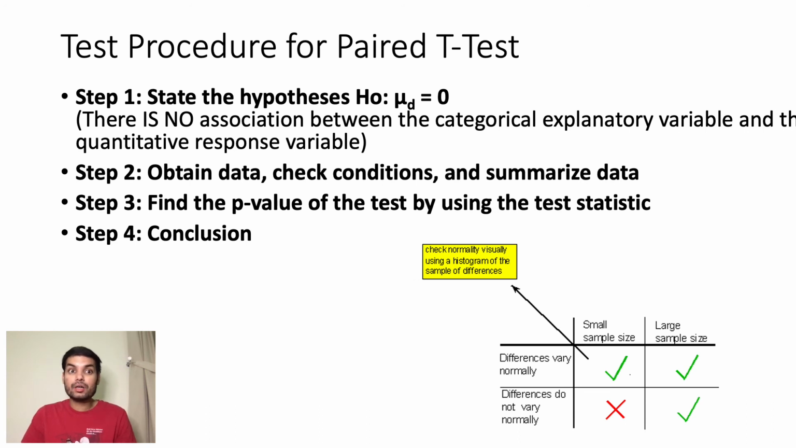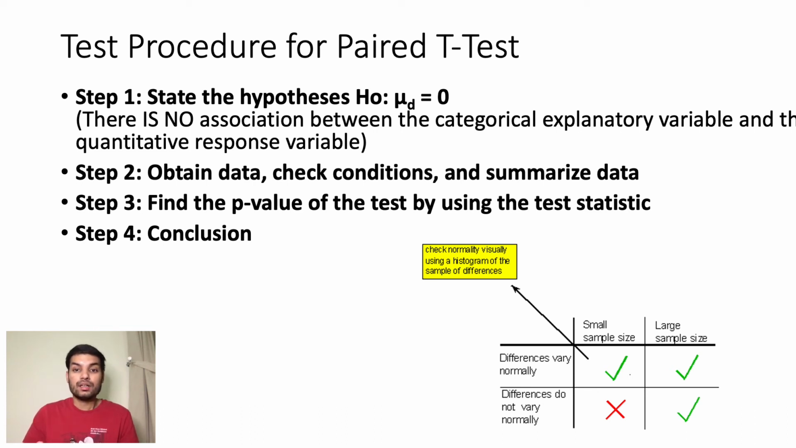Let's just briefly talk about the test procedures for the paired t-test. The first step would be to state the null hypothesis. That is, there is no association between the independent variable, or the categorical explanatory variable, and the dependent variable, that is the quantitative response variable. Step 2 is to obtain data and check conditions. Here, conditions are very important.